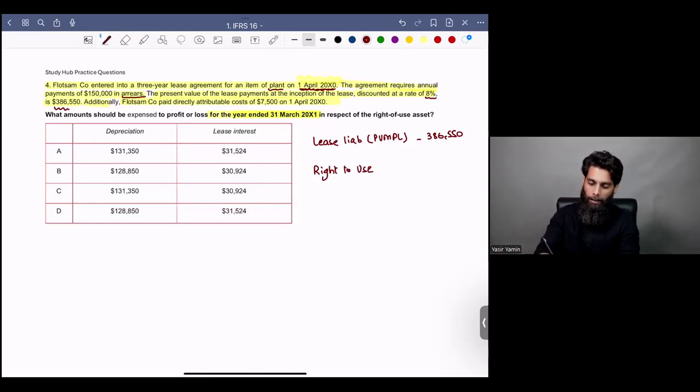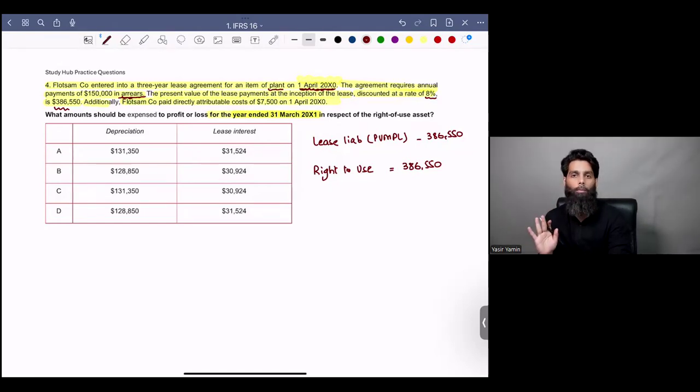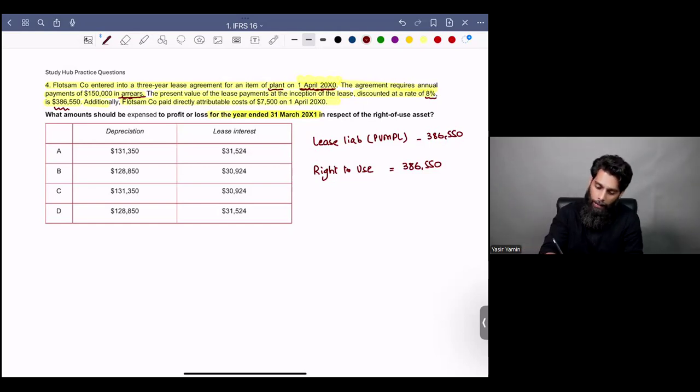Should they be measured at the same amount? Should the answer for RUA also be 386,550? Remember, there is no down payment in this case because all payments are to be made in arrears. So there is no down payment case. But should the lease liability and RUA still be the same amount?